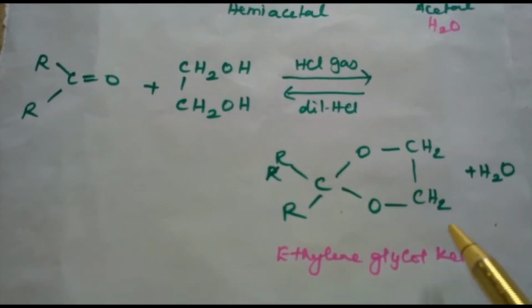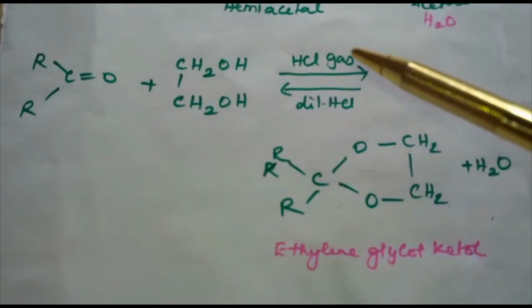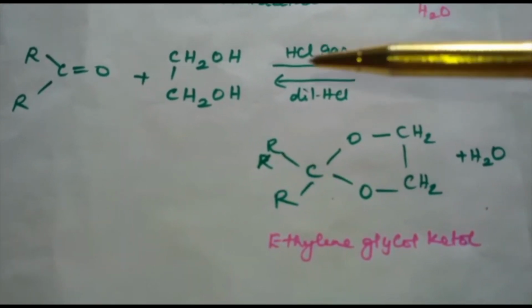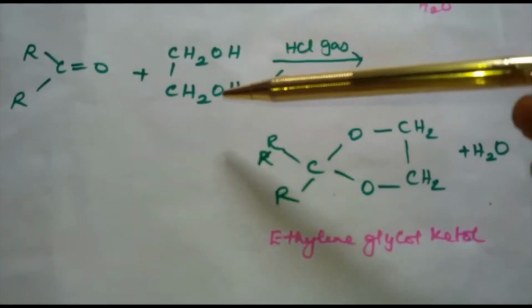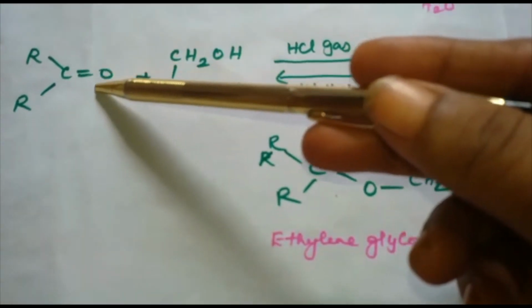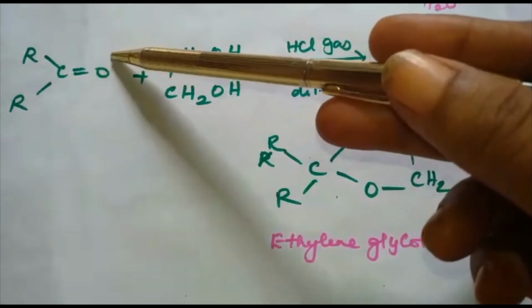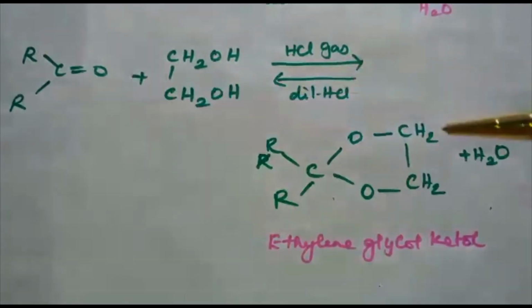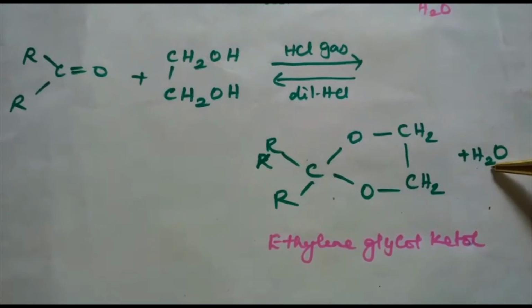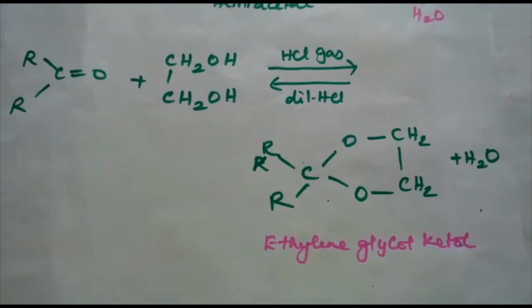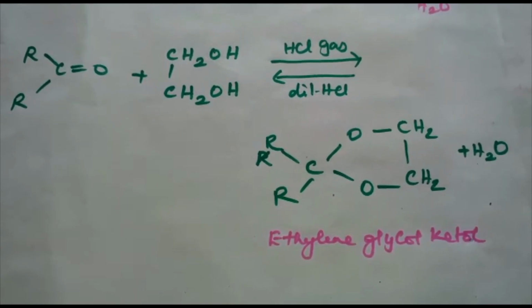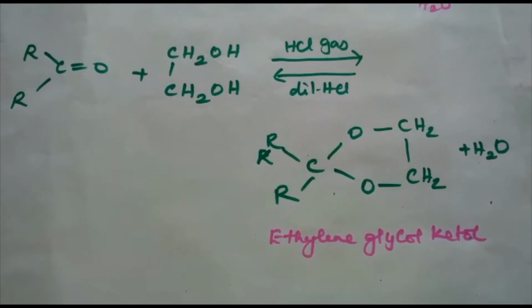Here, how we are getting this ketal: a molecule of water is lost. This O and then two hydrogen atoms are removed as water. That's why we are having H2O over here. These are the few nucleophilic addition reactions of aldehydes and ketones.